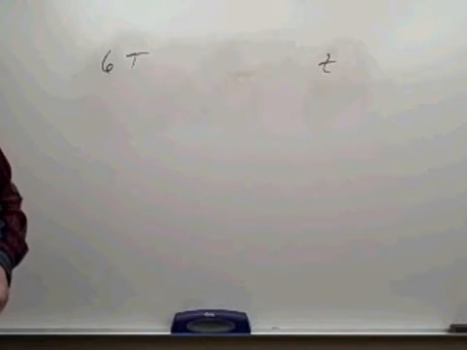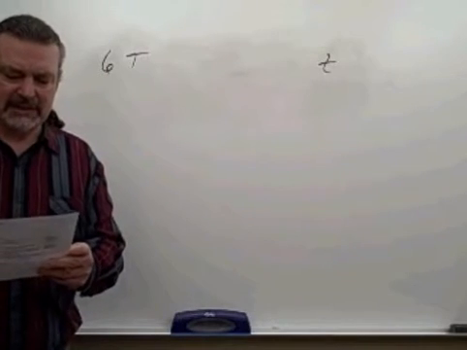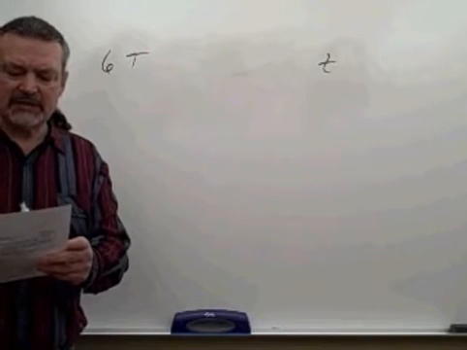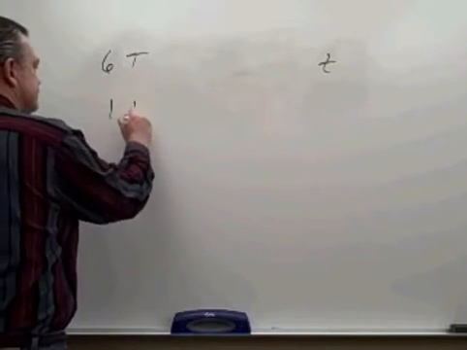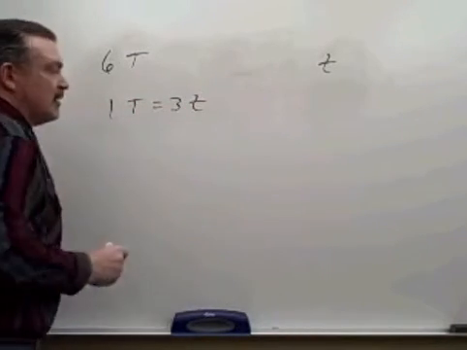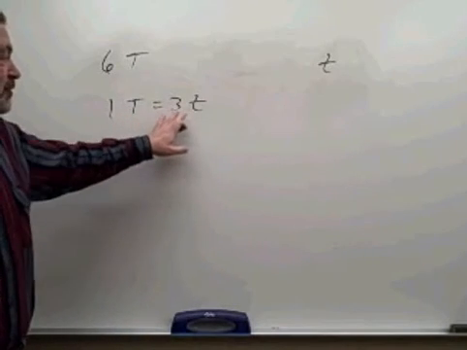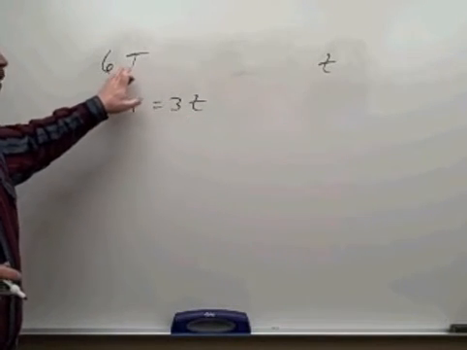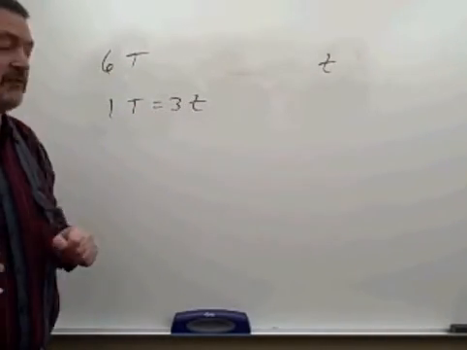So we need to take a look at our equivalence chart for the household system. And we see that 1 tablespoon is equal to 3 teaspoons. So since we have a direct relationship between tablespoons and teaspoons, if we want to get from tablespoons to teaspoons, it will only take us 1 conversion fraction.